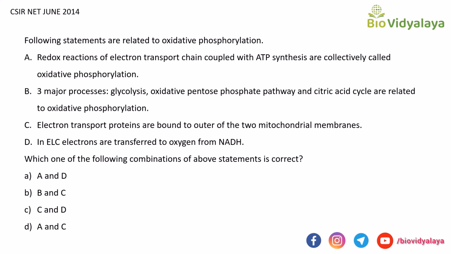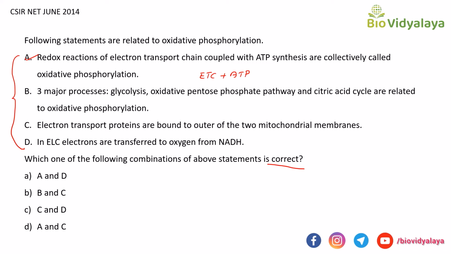So these are some statements about oxidative phosphorylation. From these statements you have to select the correct statement. Okay, so let's see the first statement, A. Redox reactions of electron transport chain coupled with ATP synthesis are collectively called oxidative phosphorylation. Yes, electron transport chain and chemiosmosis together are known as oxidative phosphorylation. So statement A is correct.